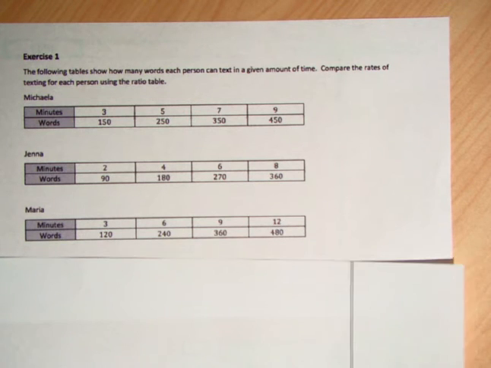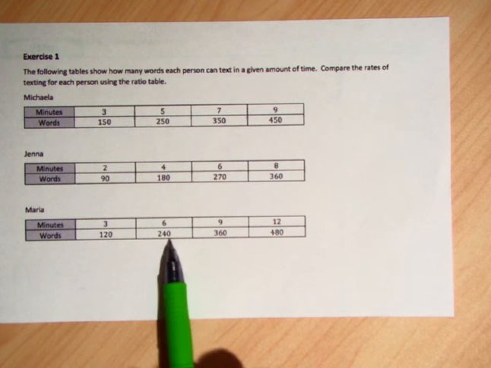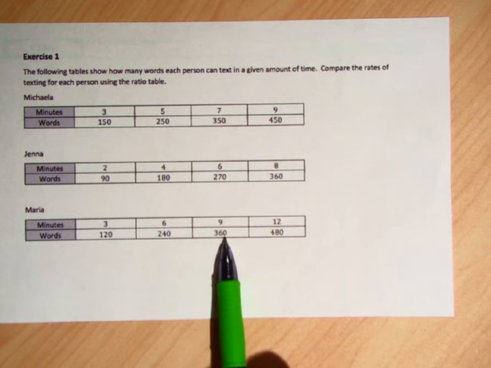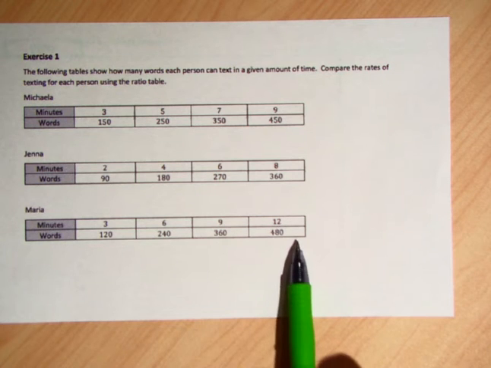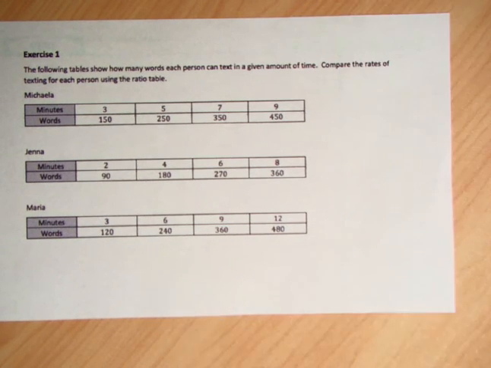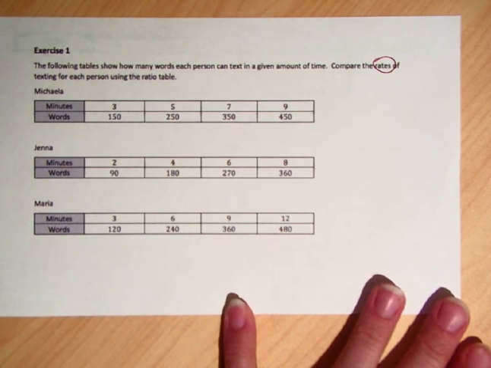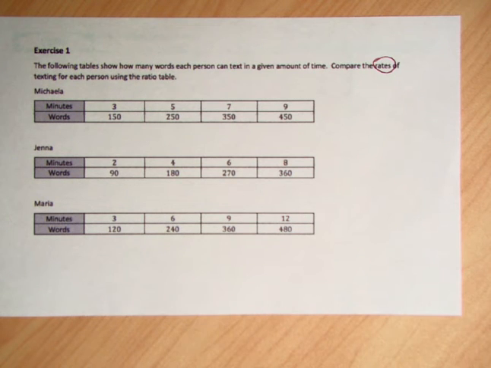And then we have Maria. Maria can text 120 words in 3 minutes, 240 in 6, 360 words in 9 minutes, and 480 words in 12 minutes. Now, the question says to compare the rates of texting for each person. That means we need to find the rate. Let's switch colors here. We need to find the rates. That means we need to know how much she can do in 1 minute.